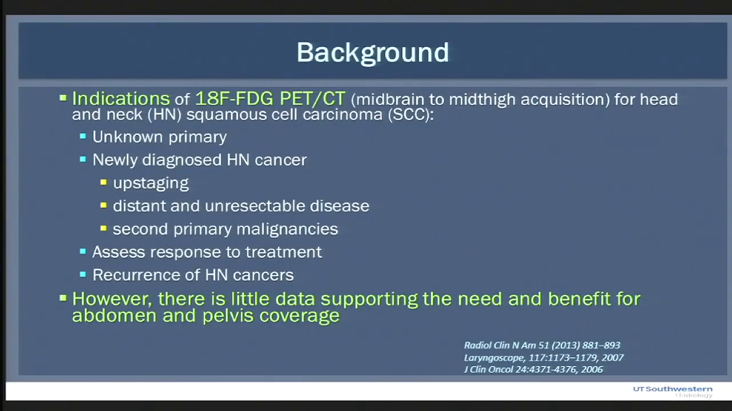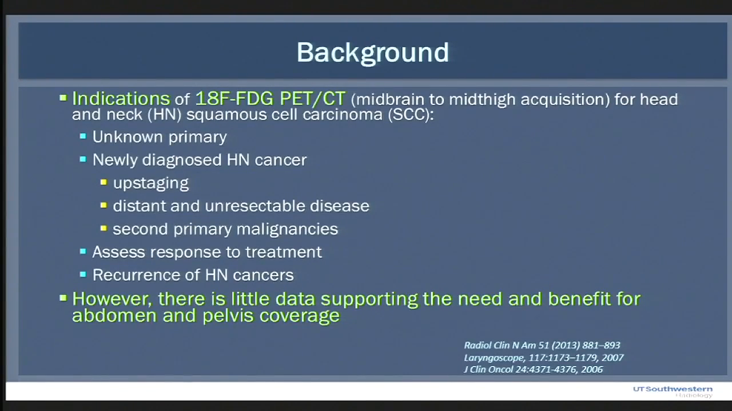So the FDG PET-CT is widely used in patients with squamous cell carcinoma of the head and neck, and some of the indications include the search for an unknown primary in patients with cervical lymphadenopathy, also in newly diagnosed tumors for better local staging, and to search for metastatic disease, and also to look for second primary malignancies. And it is also used to assess response to treatment in these patients and to evaluate the recurrence of tumor.